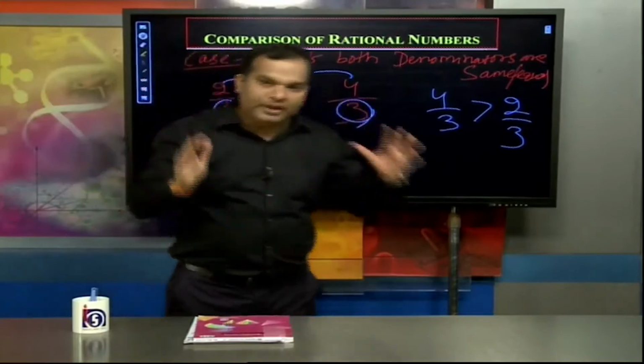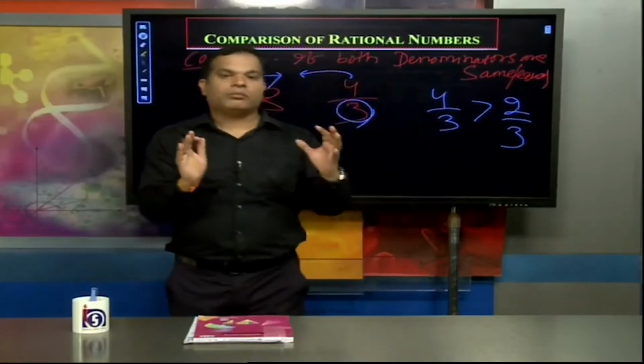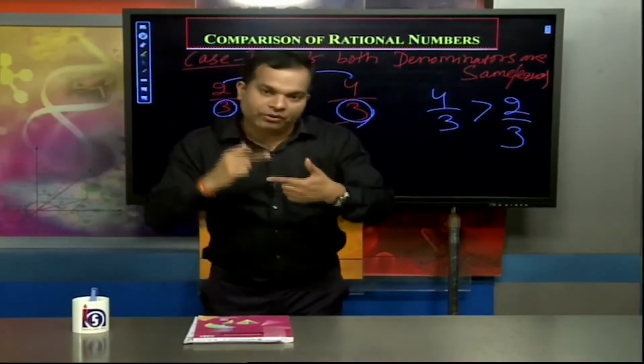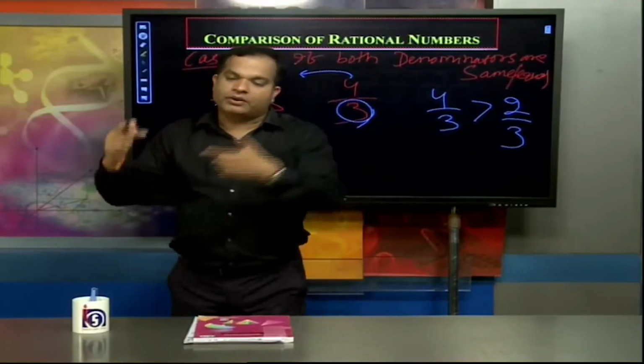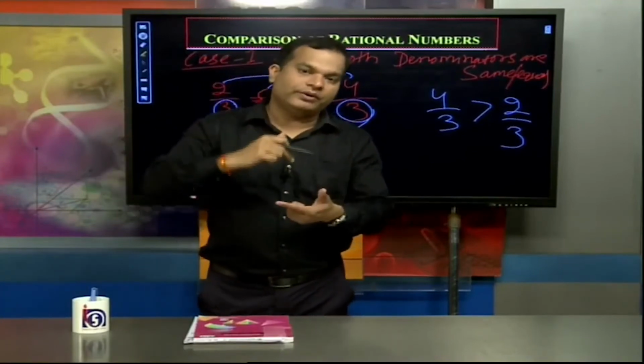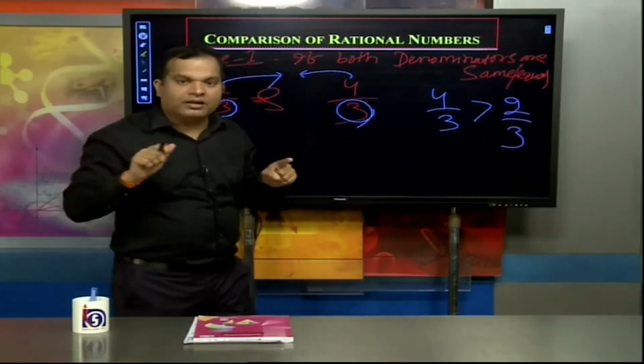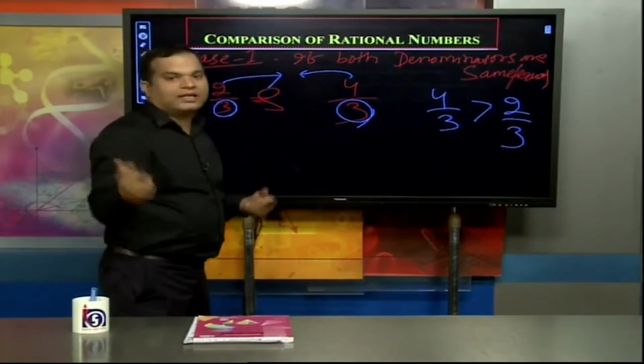When we compare two rational numbers, we have to check the denominators. If denominators are same, then what will you do? We compare the numerators. Greater the numerator, greater the rational number.